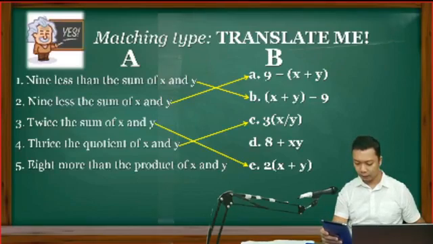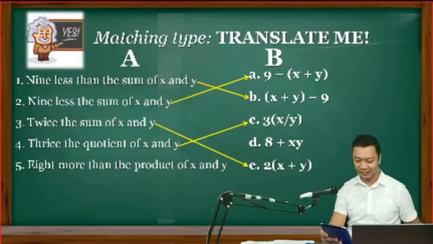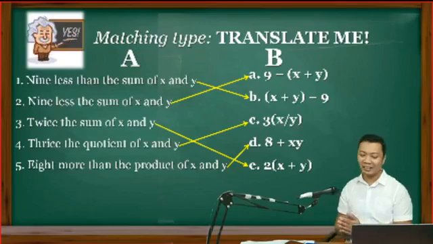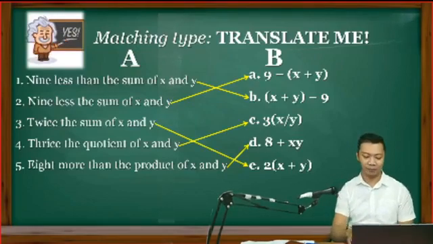Okay. We are waiting for the answers. We have an answer from Jan Loren de Guzman. His answer or her answer is letter D. Of course, wala nang choices. Okay. We have 8 plus x, y. Okay. Very good.